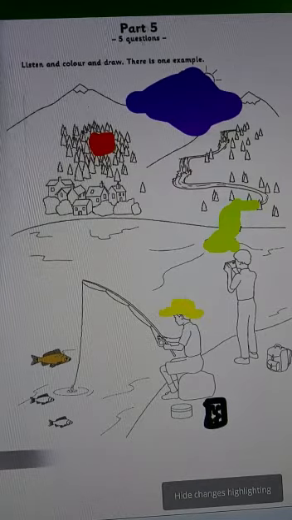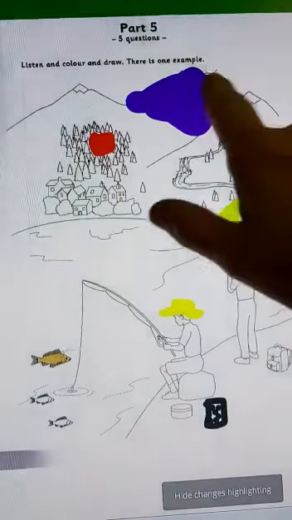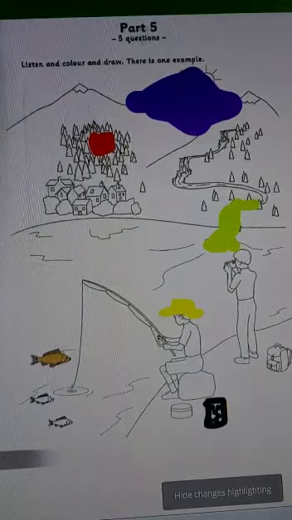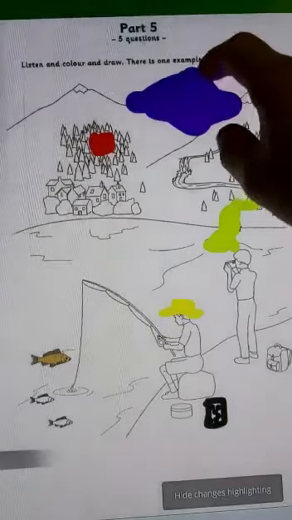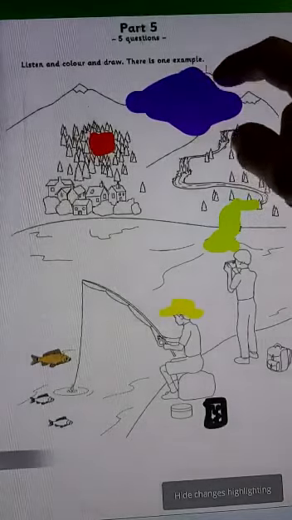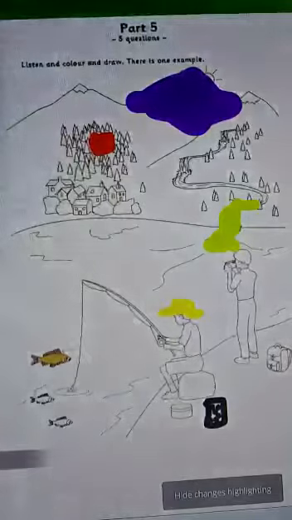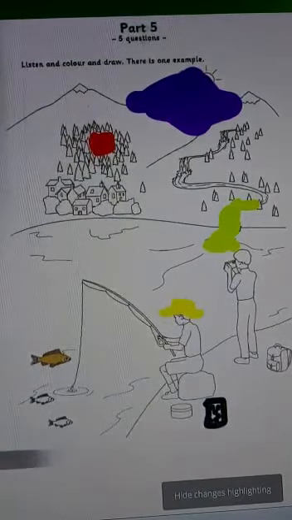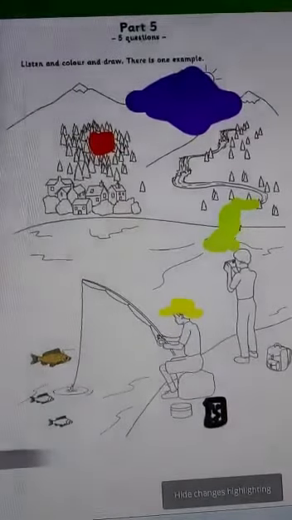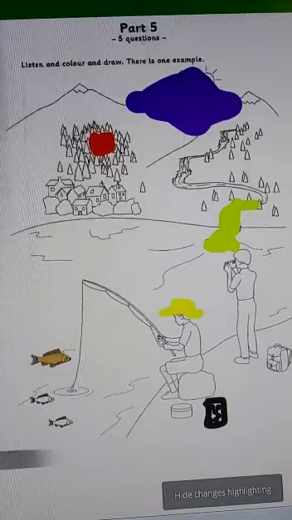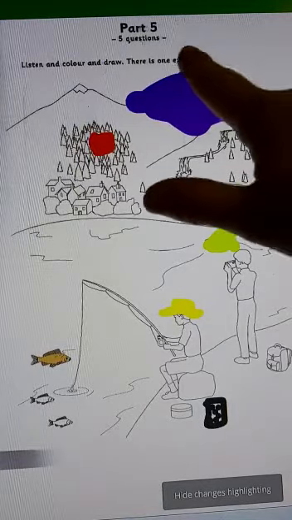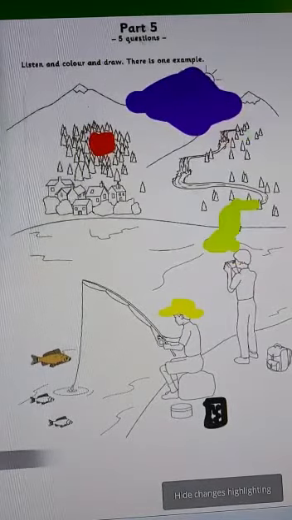What now? Well, there are some mountains in the picture. Yes, there is snow on the tops. That's right. Now, look at the one there. The sun is going behind it. This one. That's right. Now, can you color that now? Purple. Yes, that's good.